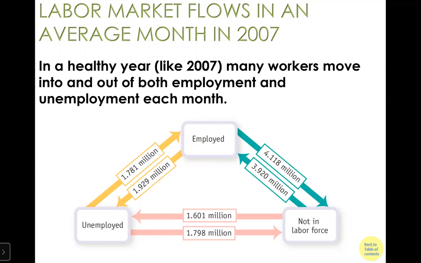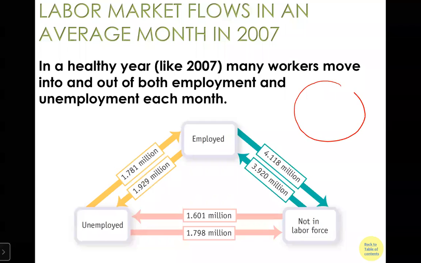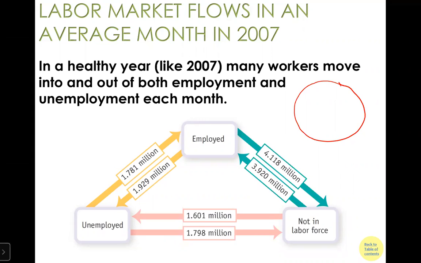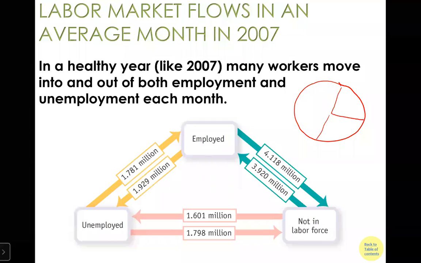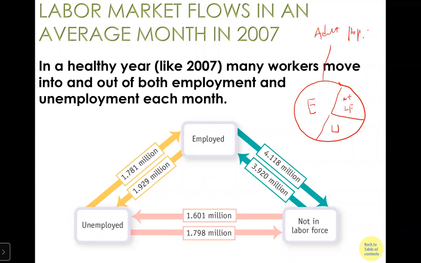Right. Okay, so where do we start? Let me first draw the circle as we have seen many times. This again is the adult population. Of the adult population, we have three categories. This is employed. This is unemployed. This is not in labor force. At any point of time, we can characterize any adult into one of those three categories. So this is our starting point.